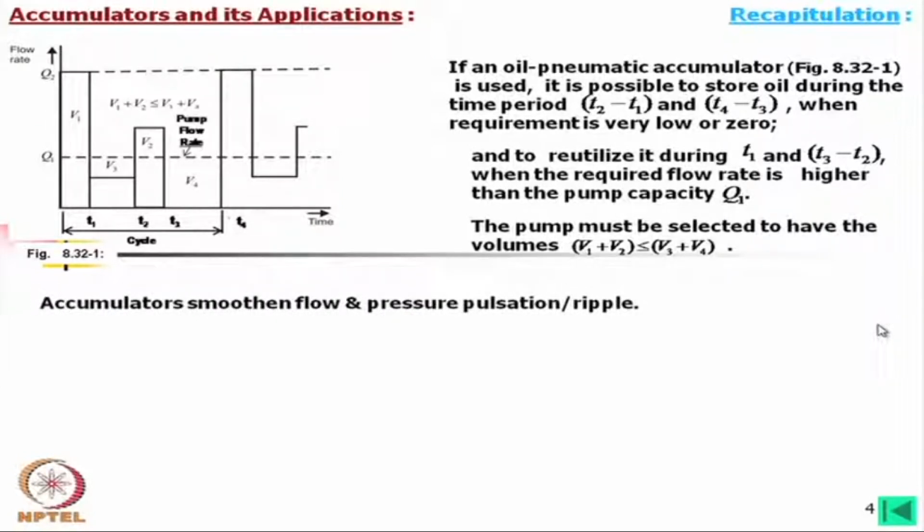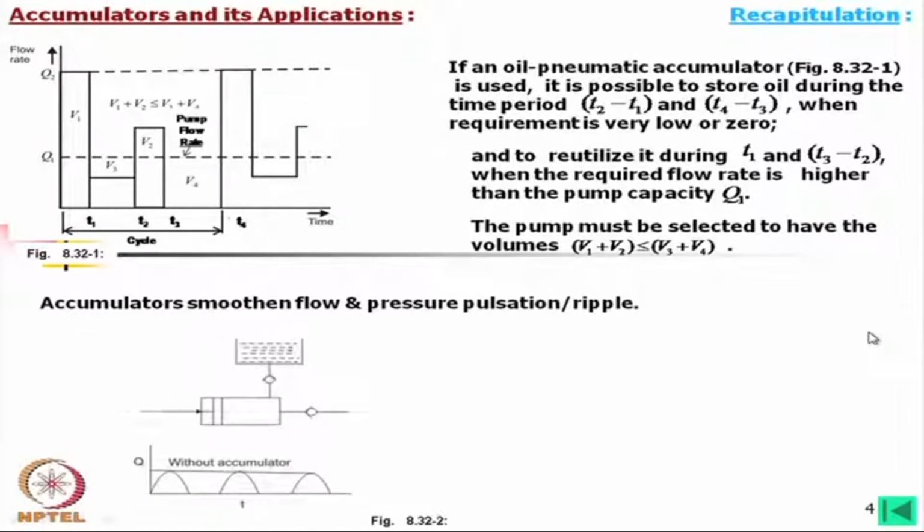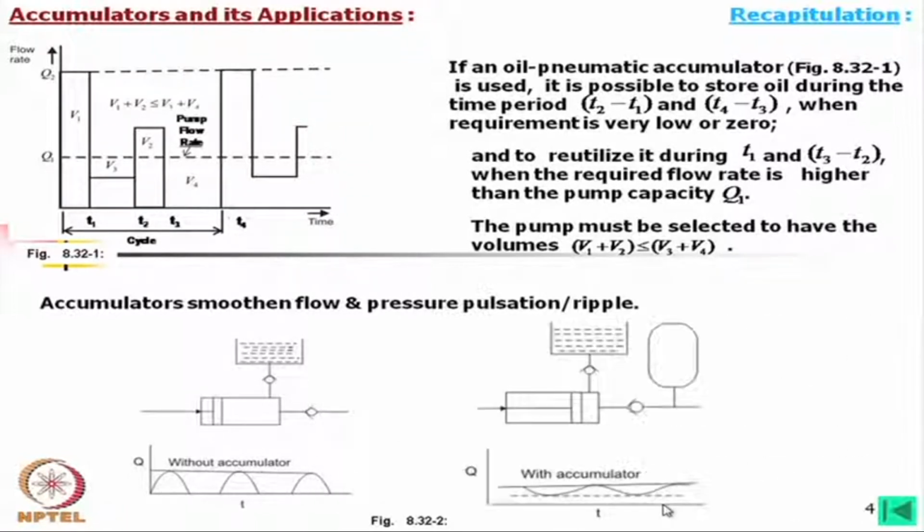The accumulator smoothens flow and pressure pulsation or ripple. This we have already studied. A system without an accumulator has a pulse like this, and if you put in an accumulator, then this pulse is reduced. It may not be possible to eliminate the pulsation completely.